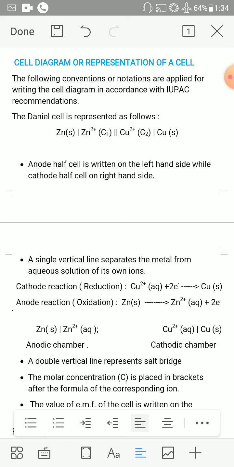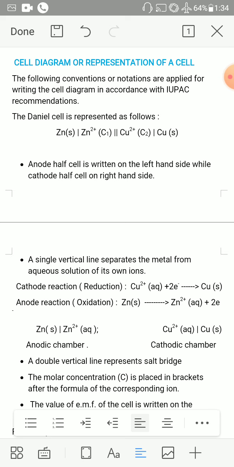And after the salt bridge, that is after the double vertical line, you have to write copper 2 plus. If the concentration of copper 2 plus is C2, then write copper 2 plus within the first bracket C2, and one vertical line, copper metal within the first bracket S. So this is the Daniell cell, and it is represented like this.